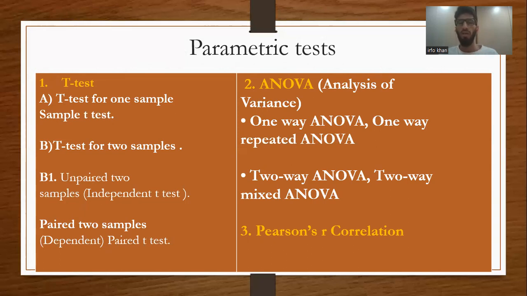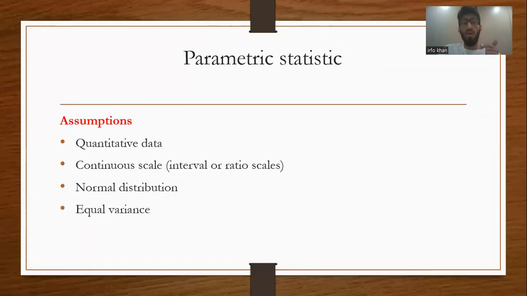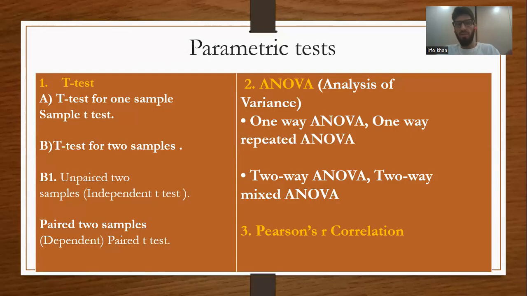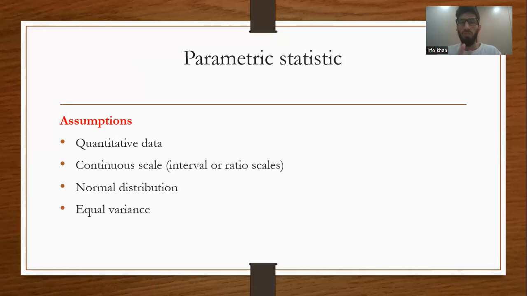Okay, now come back. The second is ANOVA. In ANOVA, we have one-way ANOVA, one-way repeated ANOVA, two-way ANOVA, and two-way mixed ANOVA. And the Pearson correlation also. These are the types of parametric tests. Now, if we are using any of the above parametric tests, we have to follow these four assumptions. These four assumptions must be fulfilled.